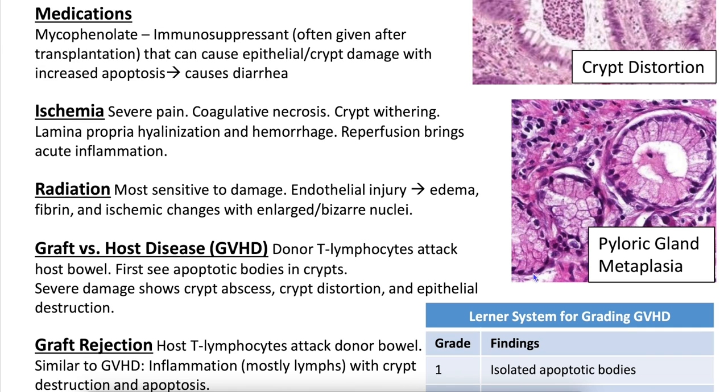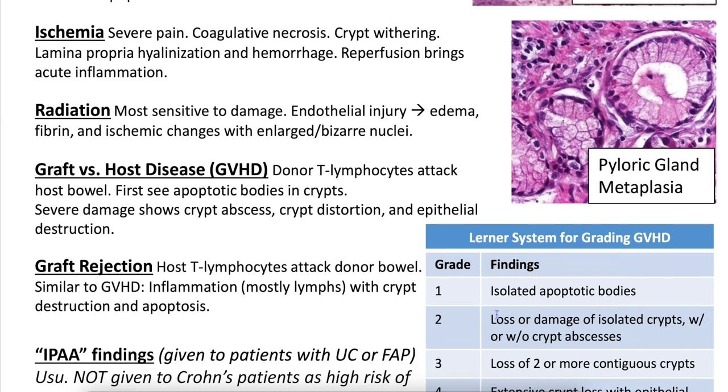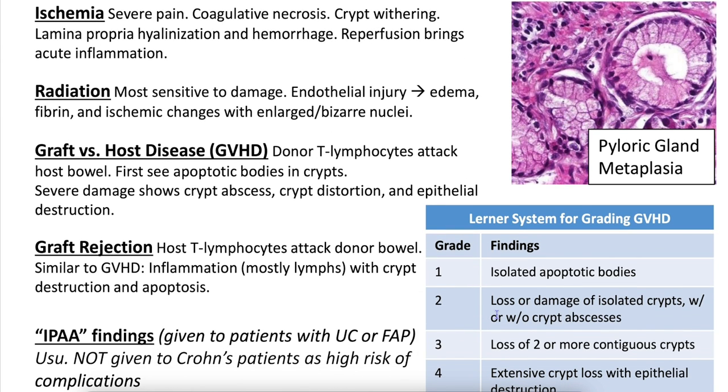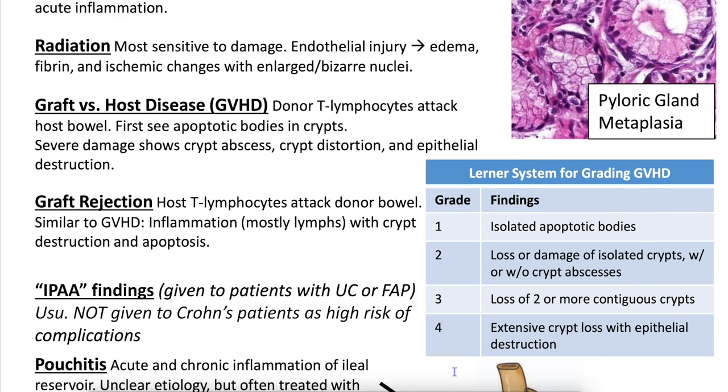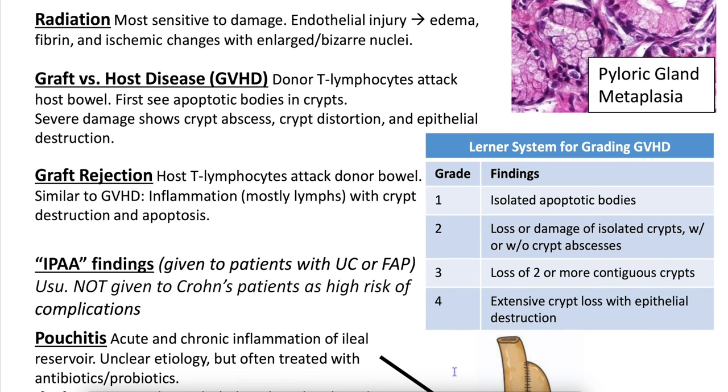Medications include your Celcept or mycophenolate, which is an immunosuppressant usually after solid organ transplantation, and it can cause epithelial crypt damage with increased apoptosis and causes diarrhea. Ischemia, you can get severe pain, coagulative necrosis, crypt withering, lamina propria hyalinization, hemorrhage, erosion, and reperfusion brings acute inflammation. Radiation, it's most sensitive to damage. You'll get endothelial injury, lead to edema, fibrin, ischemic changes with enlarged basal nuclei.